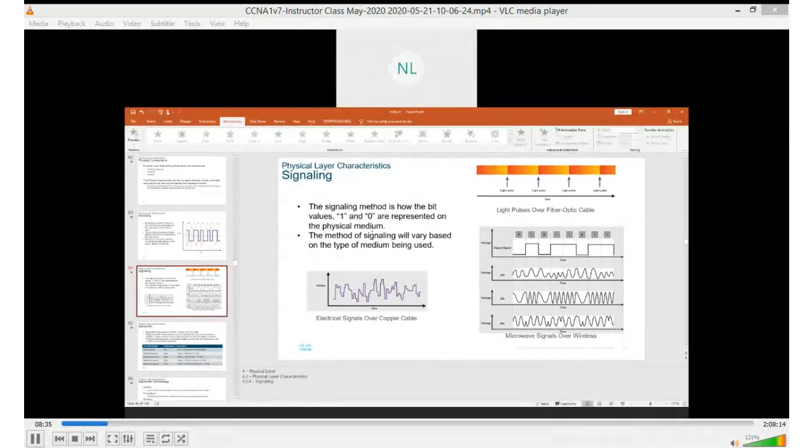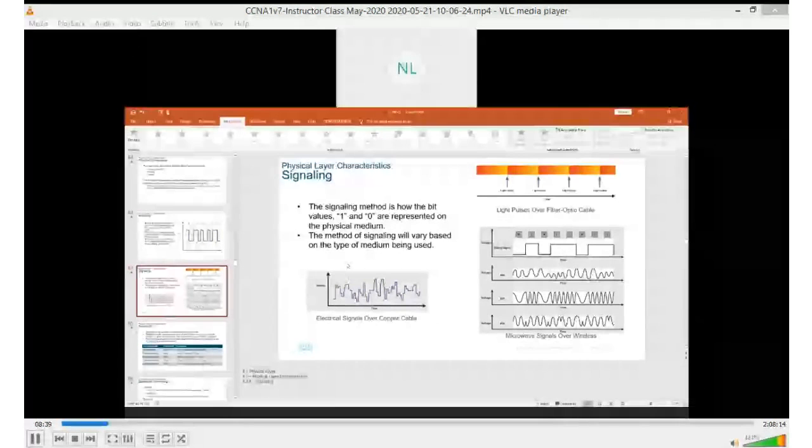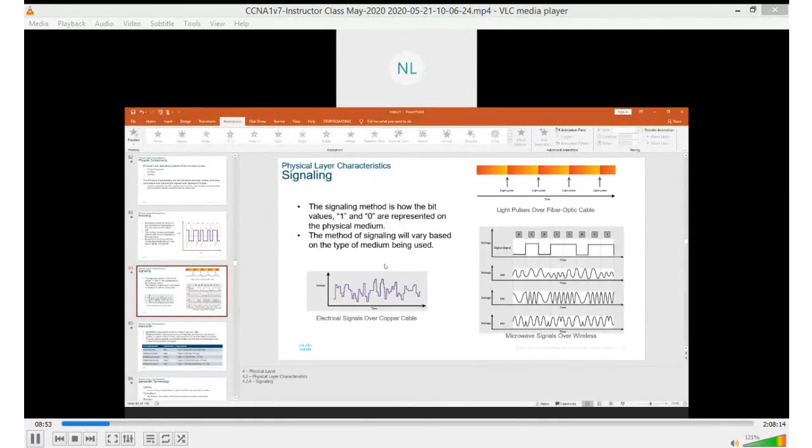So if the connection is using copper, a copper cable, how is it going to represent 1 and how is it going to represent 0? If the connection is connected via fiber, which is another type of cable, how is it going to represent a 1 and how is it also going to represent a 0? And likewise, if it's connected using wireless, how is it going to represent 1 or how is it going to represent 0? And that is the signal.